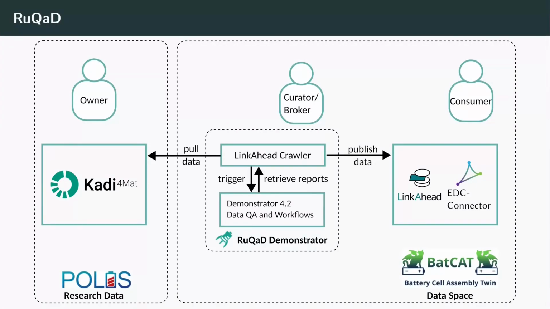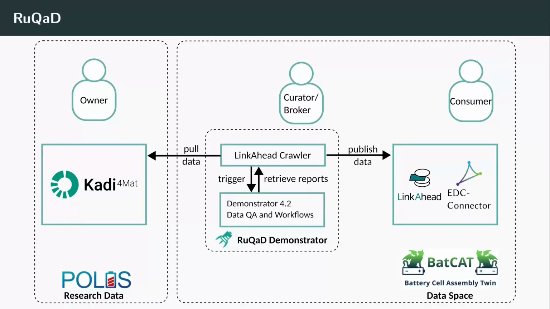POLIS uses RuQaD format as a virtual research environment for the research data management. RuQaD provides an API and a Python library for the data export using the ELN file format, which in turn is based on RuQaD. RuQaD is operated by the POLIS cluster, the original data owners. RuQaD, on the other hand, builds on LinkAhead for the data management.